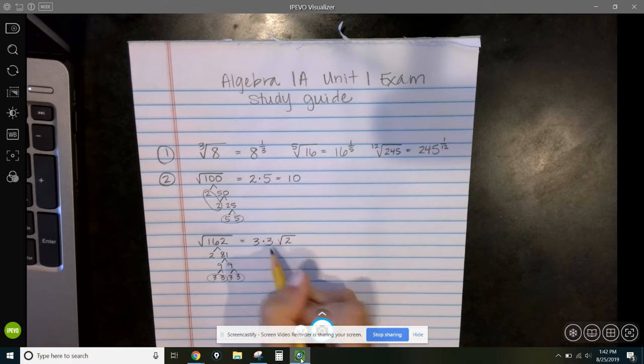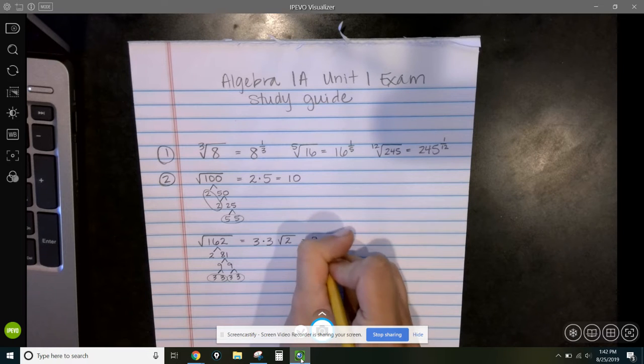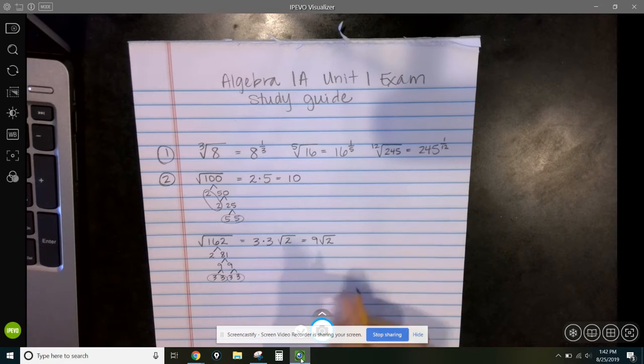So on the outside, I can simplify 3 times 3 is 9. And I still have the square root of 2. So that's my final answer. That's as simple as you could make that.